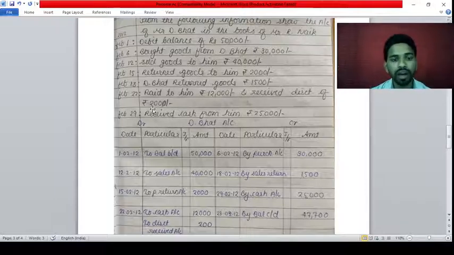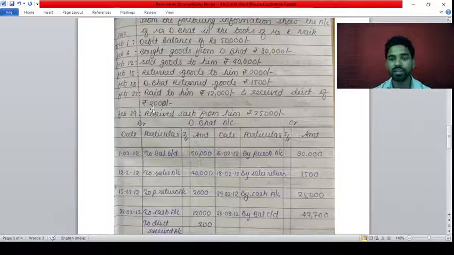Now how do you have to pass it? Just see here, debit account debit, because it is the receiver. Debit account debit rupees 12,200, to discount received rupees 200, to cash account 12,000. Like this we have to pass the journal entries. Now whatever the discount, it is a credit.